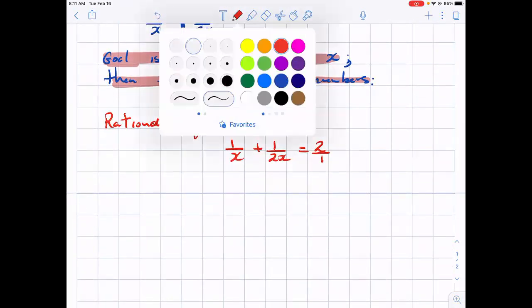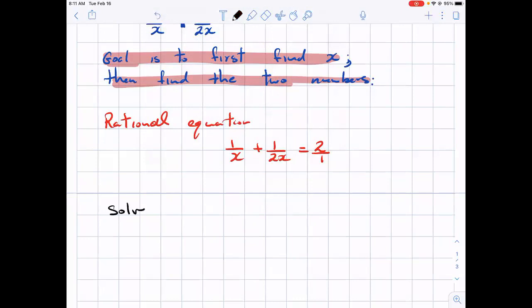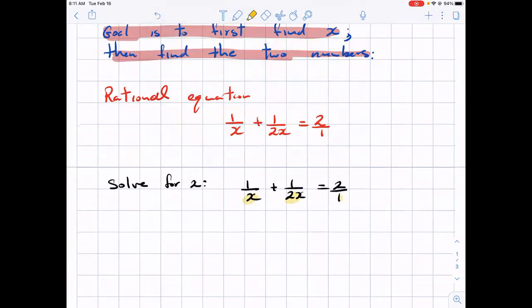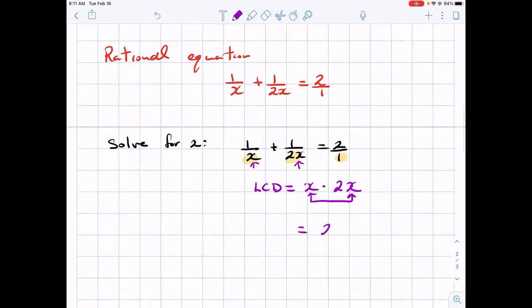Okay, so let's solve for x. We have 1 over x plus 1 over 2x is equal to 2 over 1, or 2. The denominators are already in factored form. Okay, so we just look for the common denominator. And the lowest common denominator here, we'll start off with the first term, which is x. And then we look at the next term, which is 2 times x. But notice that the x's are repeated, right? So this becomes just 2x.